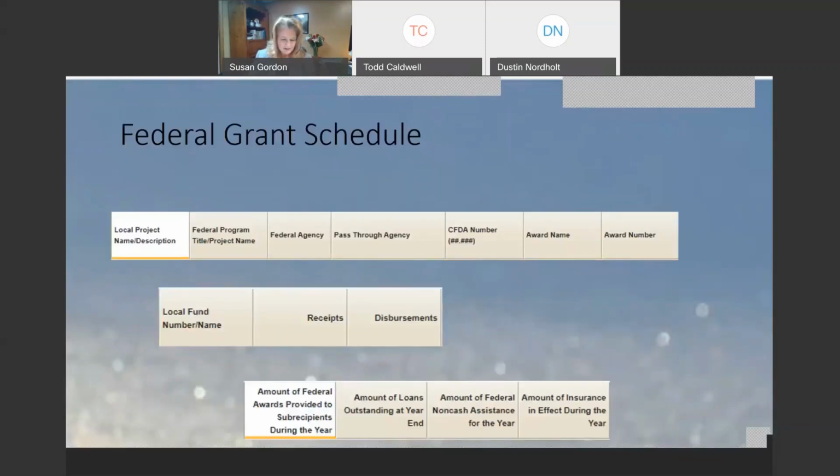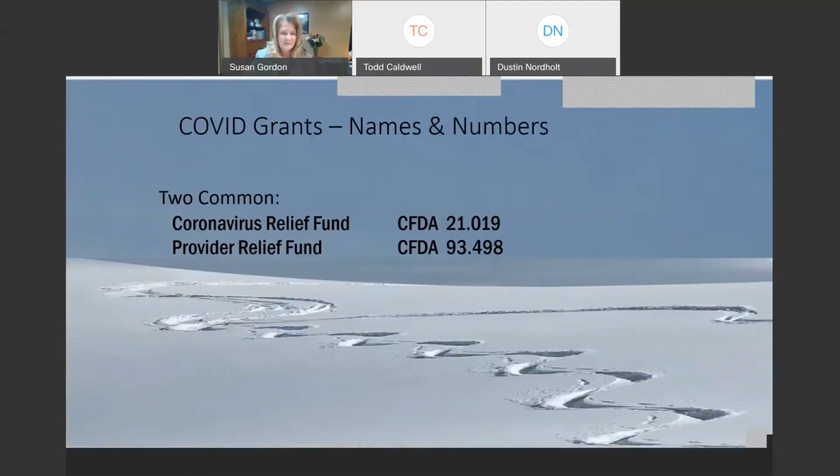Okay, the federal grant schedule. These are the categories of information required on the grant schedule. Note that this is for federal grants only, and all of your CARES money is going to be shown on this schedule. If you have any questions about what these categories mean, they are all defined in the user guide. You can just type in grant schedule and go down and it will give you a description for each one. Most of the questions that we've had on this revolve around the CARES money, so I'm going to talk about that for just a little bit.